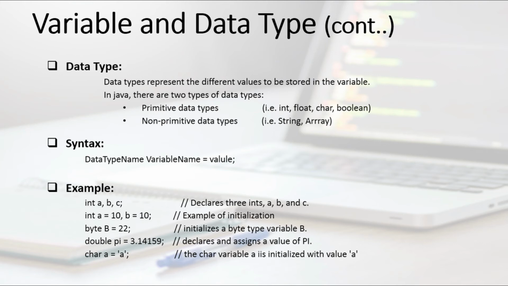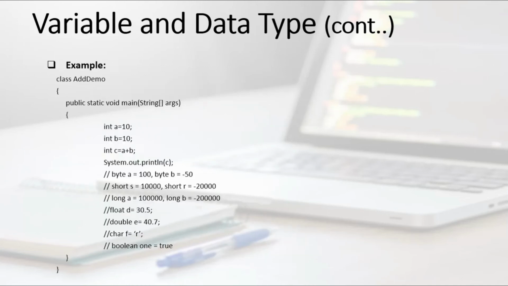As we have seen earlier, the basic syntax to define any data type or variable is data type name, space, variable name is equal to value. As shown in front of your screen, int a, b, c. In that, int is the data type and a, b and c are the names of the variables. In the second example, it was shown as int a is equal to 10. Means int is the data type, a is the name of the variable and 10 is the value which is allocated to the variable a. Likewise, another example is also shown.